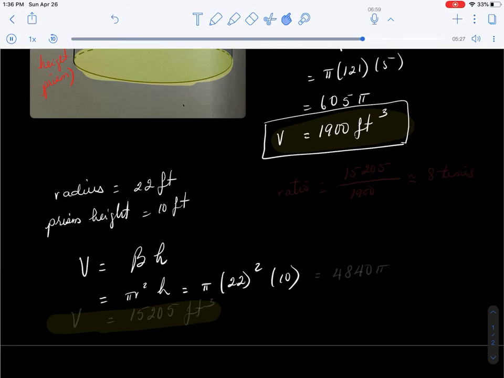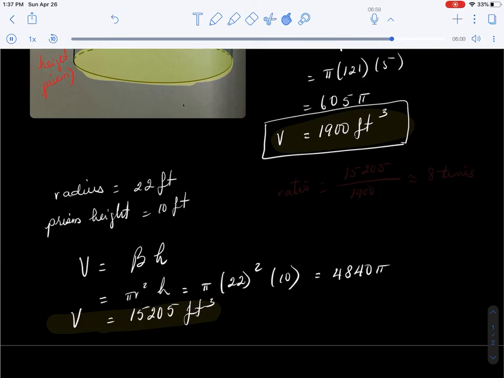Okay, that should give me 22 squared. That gives me 484 and times 10, 4,840 pi. So that should give me times pi. Okay, around 15,205 cubic feet. So I want to see, I divide that.